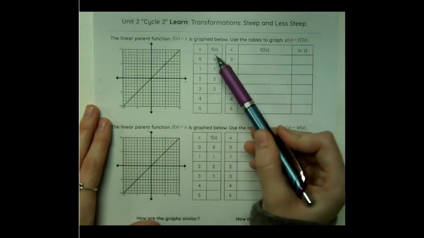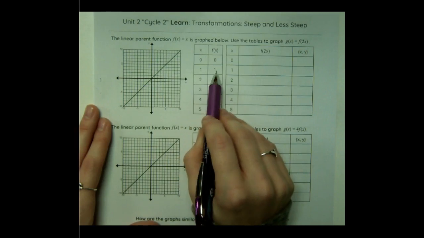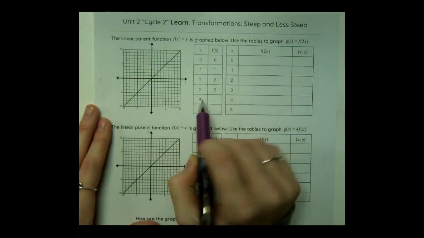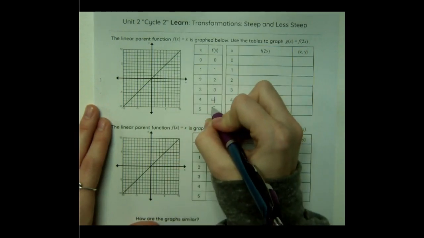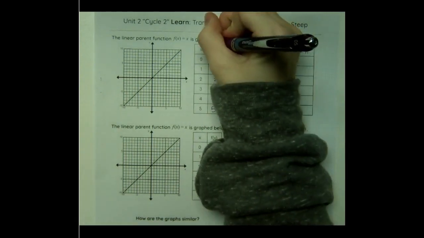Remember, if we plug in a 0, we will get out a 0. So each time we plug in a number, we get the same thing. So I can complete my table by putting a 4 and a 5. And that is our linear parent function.